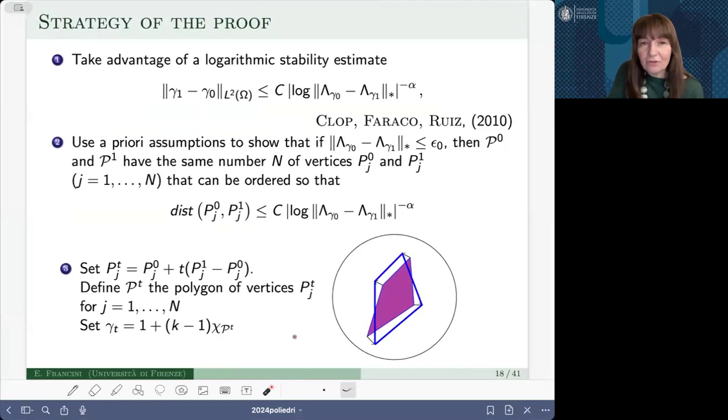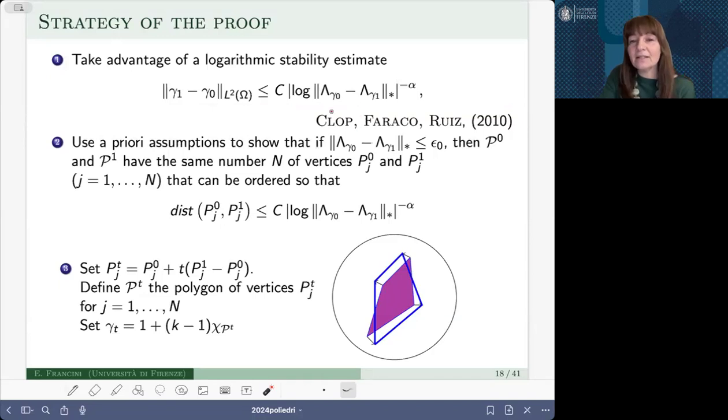So the idea of the proof is the following. I will just go through the different steps in order to see what the strategy will be in the other cases. First of all, since we are in the 2-dimensional case, we can take advantage of a logarithmic stability estimate that was already available, in which you can bound the L2 norm of the difference of the conductivities in terms of the logarithmic function of the difference of the Dirichlet-Neumann maps.